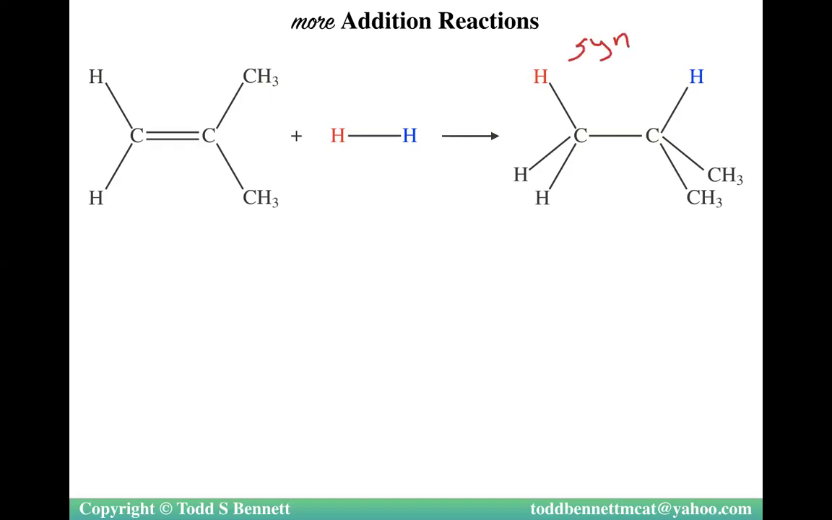So Markovnikov, the first one we learned, was a regioselectivity, saying H goes where H is. First one on goes to the more H or less substituted side. Second one on goes to the more crowded side. In this case, we're not worried about that. H's, so it doesn't matter. H and H are the same size and going to have the same result. But what we do care a lot about is that they're adding to the same face. They're adding at the same time, so they add to the same side.